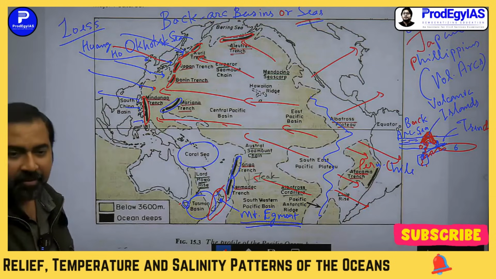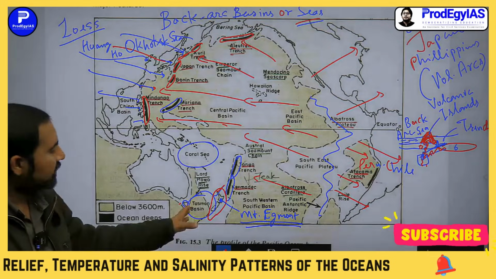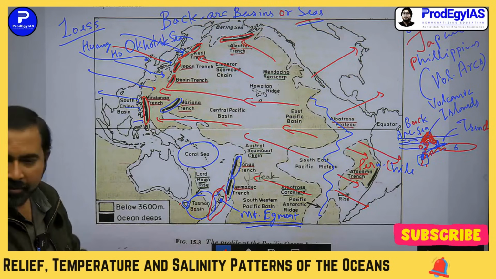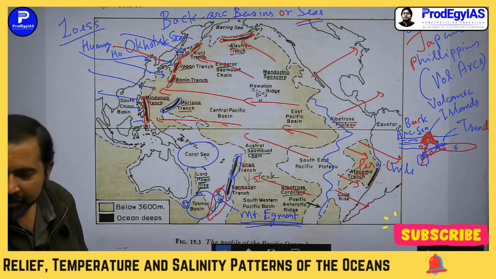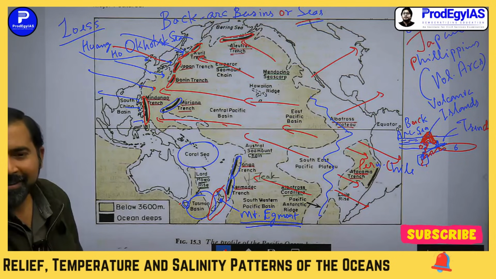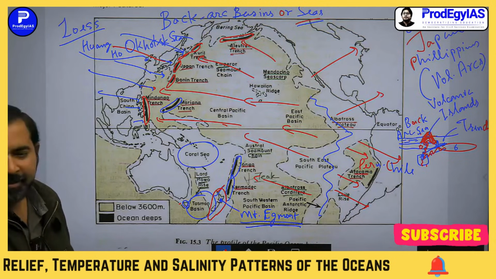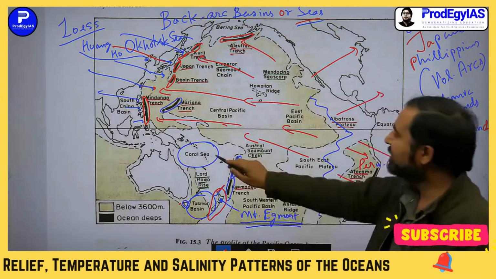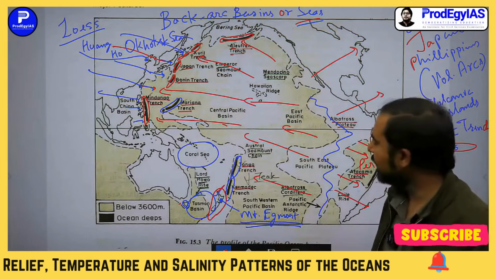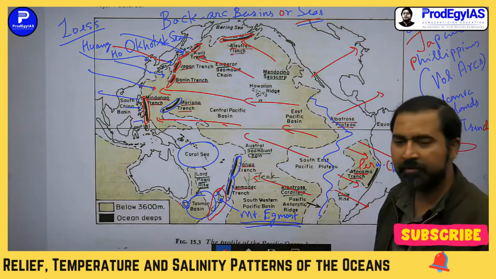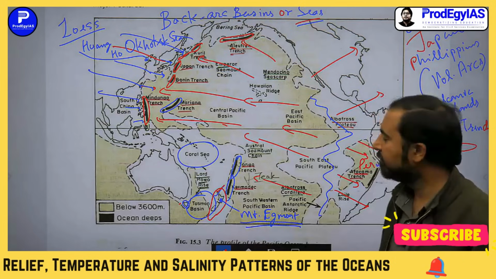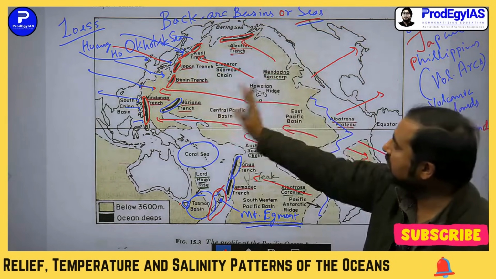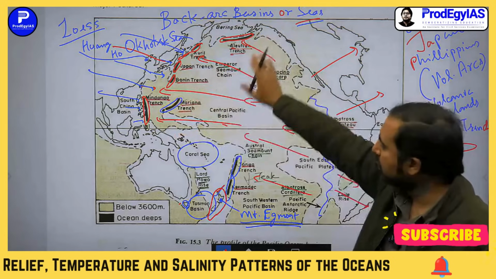So, Tasman Sea. So this is Coral Sea, this is Tasman Sea. Okay. Yeah, important. It is an important volcano in New Zealand, Mount Egmont. So this is the western part of the Pacific Ocean.